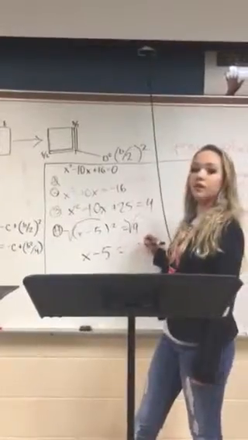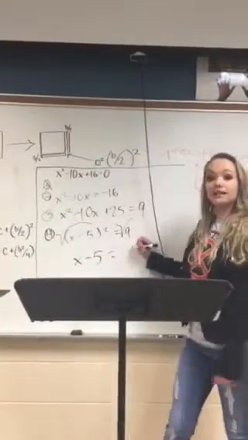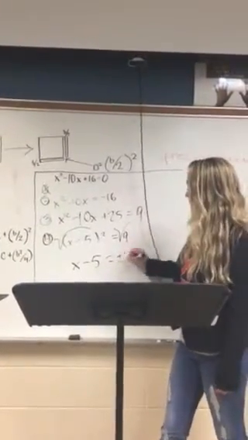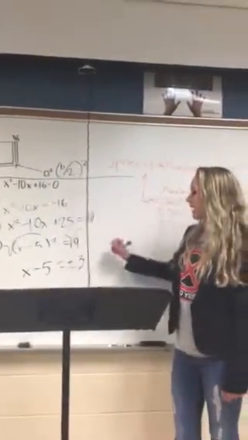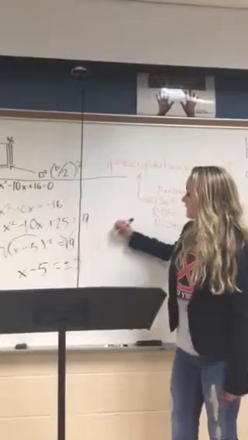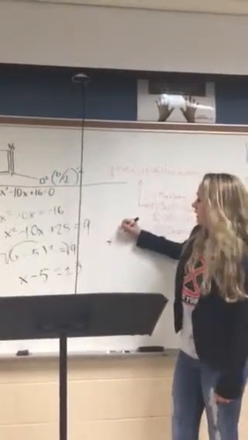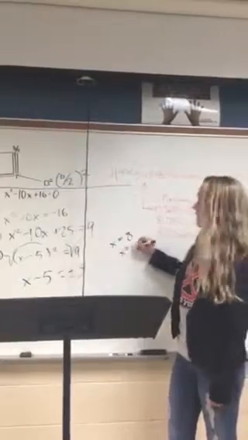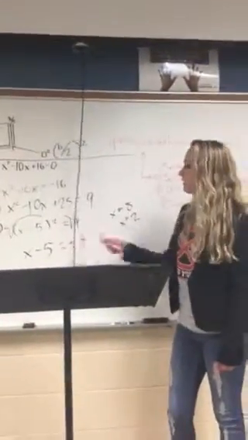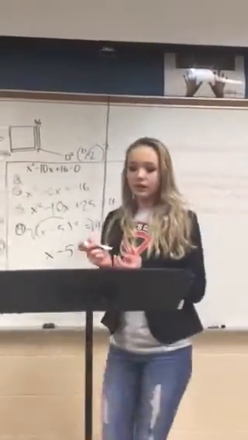The square root of 9 is positive or negative 3. To get our answer, we simply add 5 to both sides. This gives us either x equals 8 or x equals 2 due to the positive or negative sign.